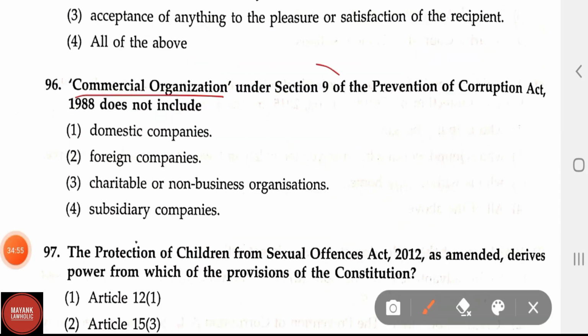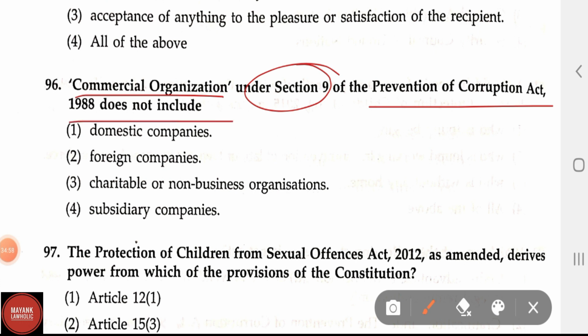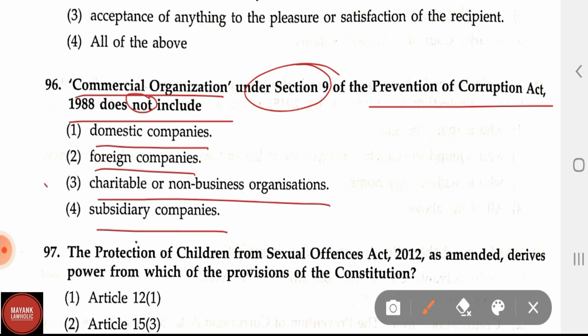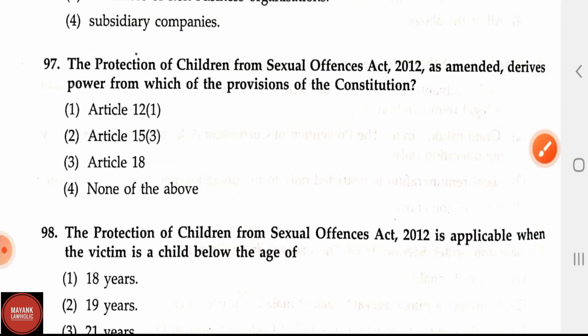Commercial organization under Section 9 of the Prevention of Corruption Act 1988 does not include domestic companies, foreign companies, charitable or non-business organizations, subsidiary companies. The correct answer is 3, charitable or non-business organization. This is the correct answer because the question asks which organization is not included. So a commercial organization does not include a charitable or non-business organization. And what does it include? It includes domestic companies, foreign companies, and subsidiary companies. Now let us see question number 97.